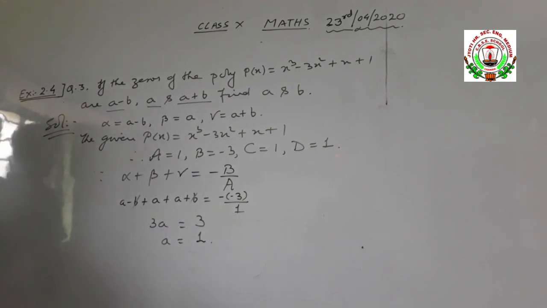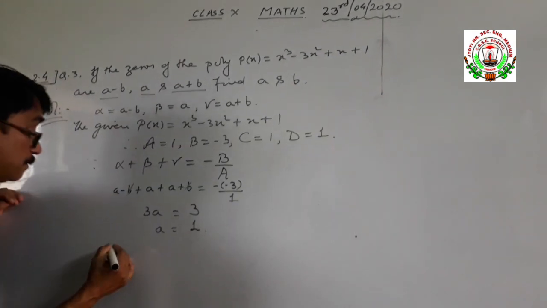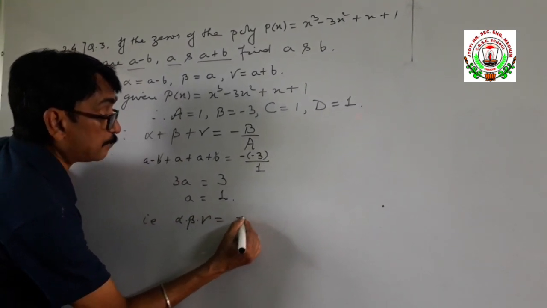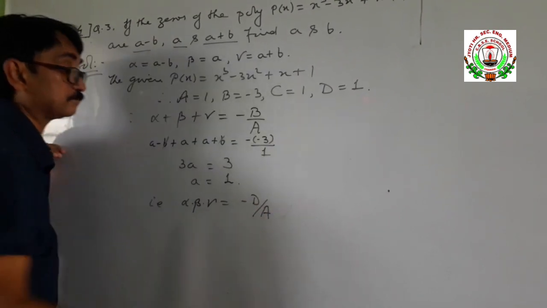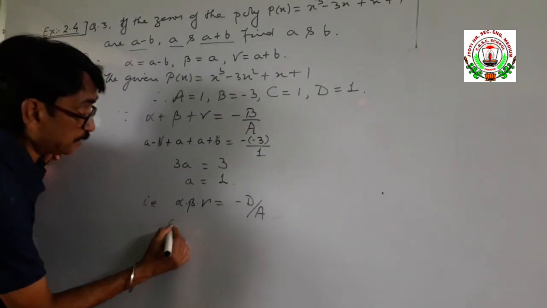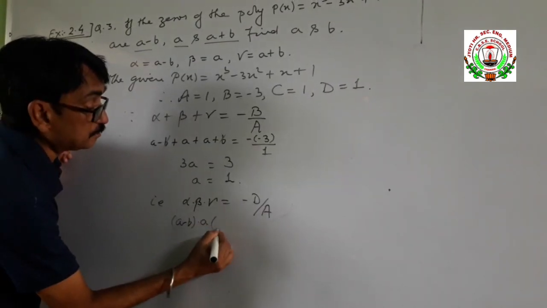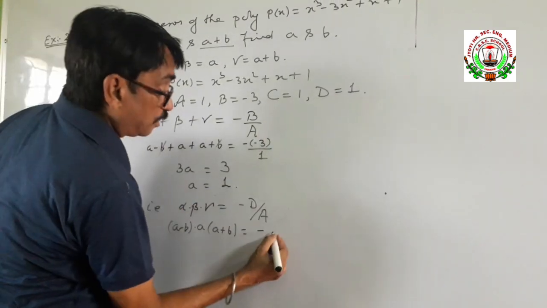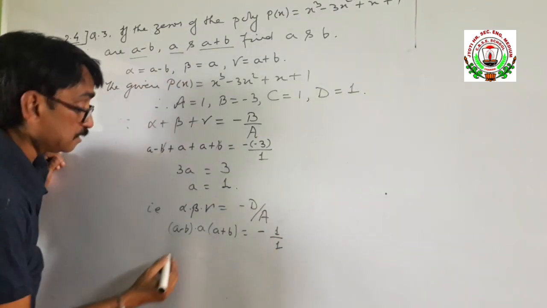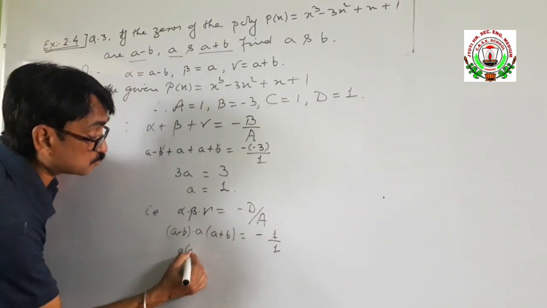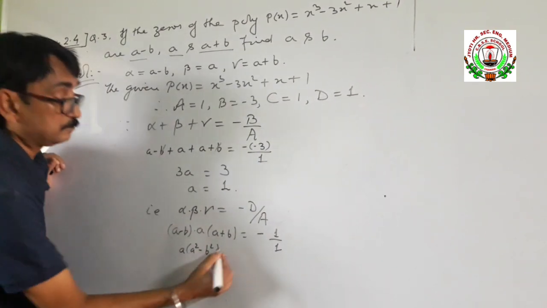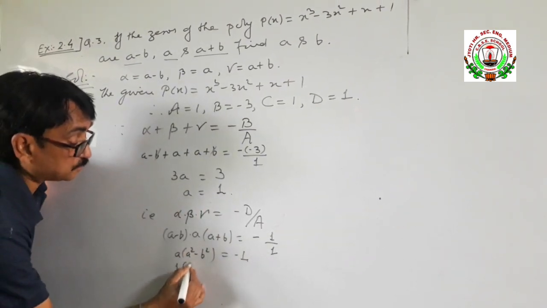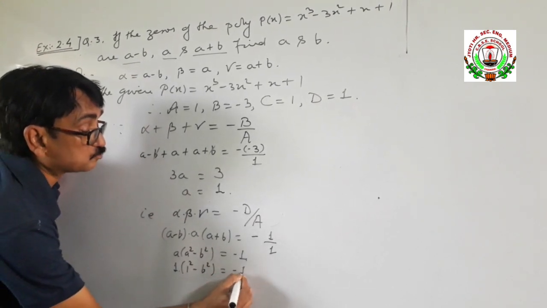Now we come to the last relation, for the product: alpha into beta into gamma is equal to minus D upon A. So alpha is a minus b, beta a, gamma a plus b is equal to minus D. The value of D is 1, value of A is 1. a minus b into a plus b is a square minus b square, so 1 into 1 square minus b square equals minus 1.